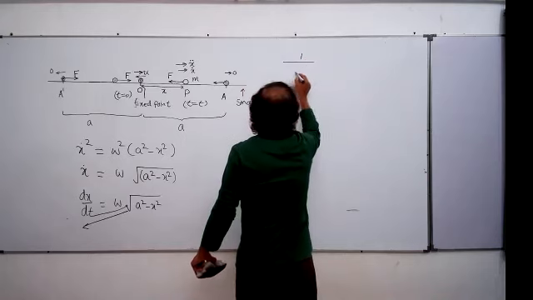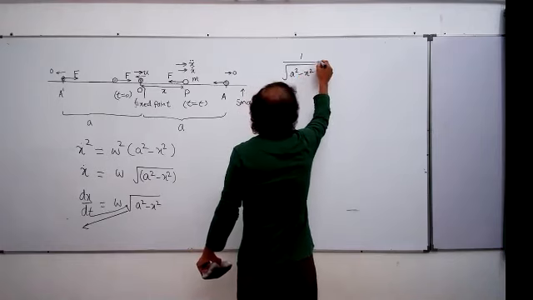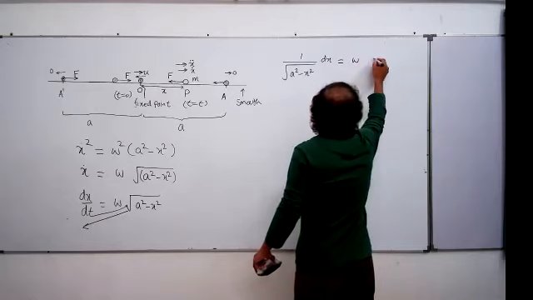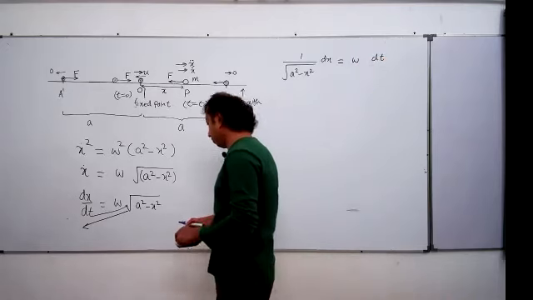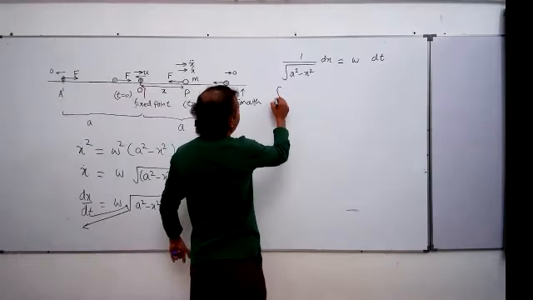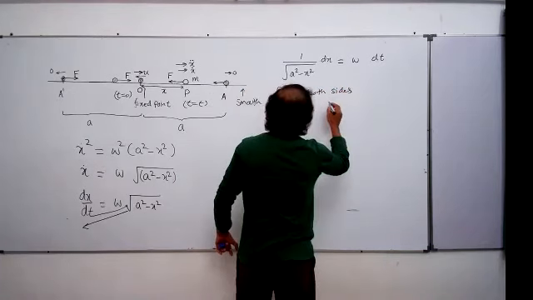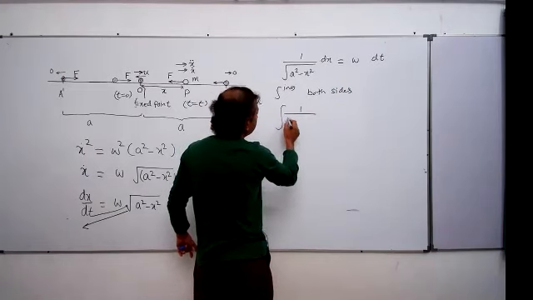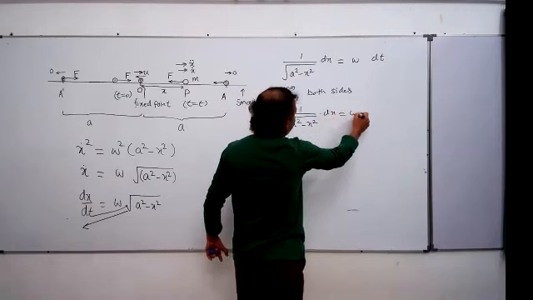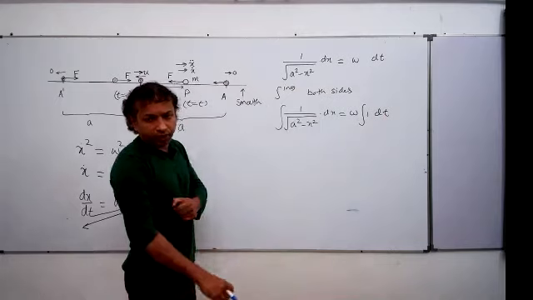1 upon square root of a squared minus x squared dx equals omega times dt. Okay, now we can integrate both sides. Integrating both sides, what do you get there? 1 upon square root of a squared minus x squared dx. Omega is a constant, we can take that out. Then on the right hand side, we have to integrate 1 with respect to time t.